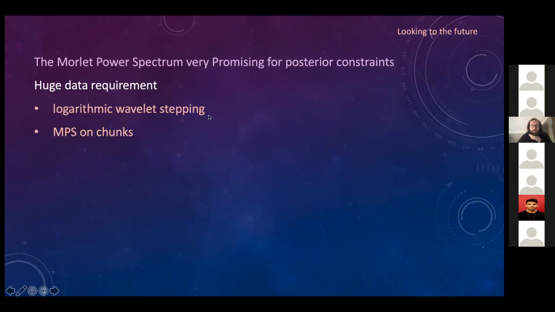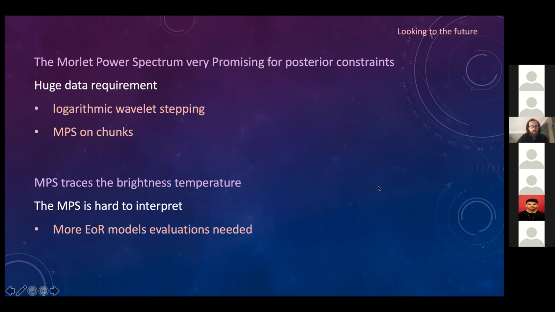One of these would be perhaps logarithmically stepping the wavelets through with higher density in areas of more interest. And the other being perhaps doing it on smaller chunks of light cone and then combining those. So I don't see a reason why you couldn't do that on smaller pieces and then stick it together later. But importantly, although it is hard to interpret, the Morlet power spectrum does trace the brightness temperature, and it could be very useful in interpreting signals from the EoR.